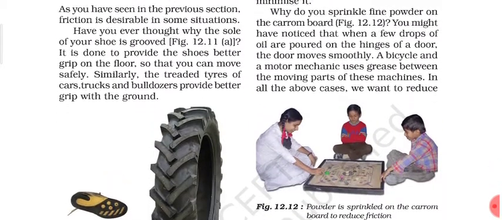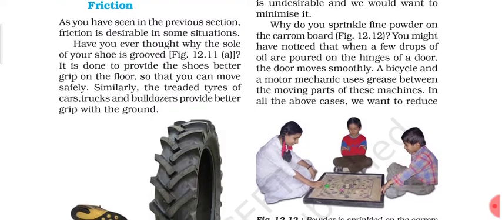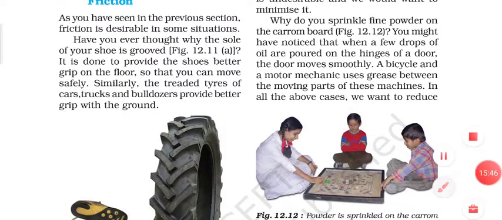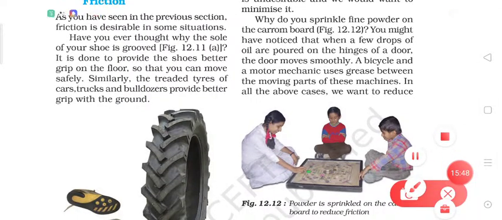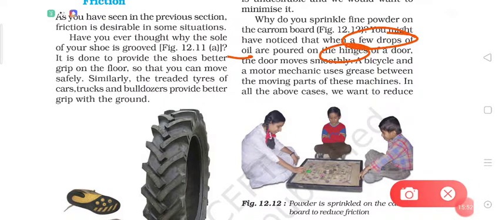In the same way, if you add a few drops of oil on the hinges of a door, you will see that the door moves smoothly, because the oil makes a layer that reduces the friction between the surfaces of the hinges, and that's why the hinges start moving very easily.